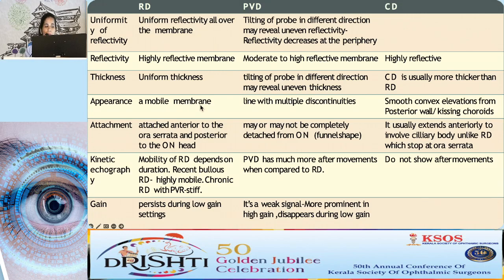And as we have discussed, the RD will have a mobile membrane, but less good after movements. But in chronic cases, the mobility can be decreased. But PVD has good mobile membranes and good after movements. The RD is attached anterior to the ora and posterior to the optic nerve head. PVD may or may not be attached to the optic nerve. When it is attached to the optic nerve, it is called incomplete PVD, and if it is detached, it is called complete PVD.